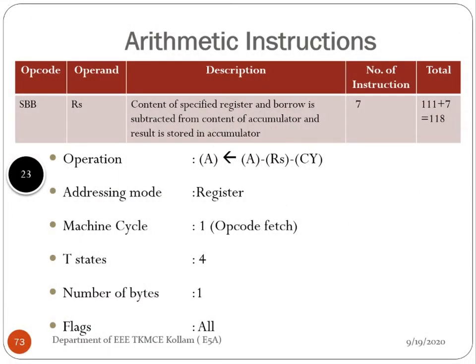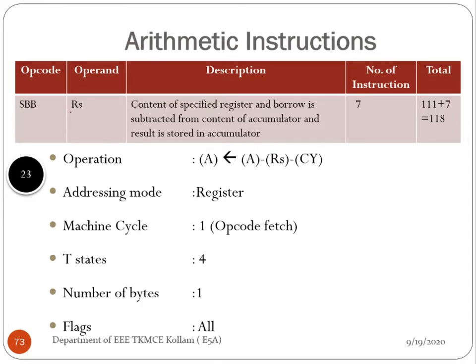Next type of instruction is subtraction instruction considering carry status, that is borrow. In that category, the first instruction is SBB Rs. Whenever this instruction is executed, content of specified register along with borrow status, that is carry flag status, is subtracted from content of accumulator and the result is saved in accumulator.